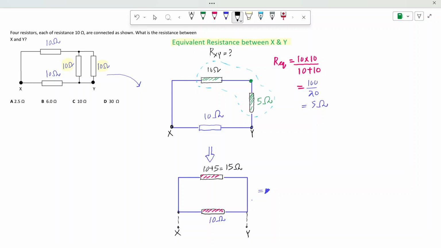So I told you the trick method, what should we do? 15 times 10 over 15 plus 10, that is 25. So that should be 15 multiplied by 2 divided by 5. If you solve it on the table of 5, 5 3s are 15, so finally 6 ohm should be the right answer. That is option B.